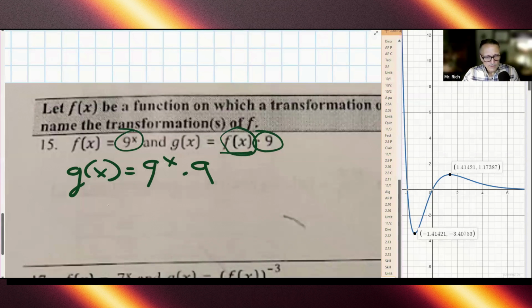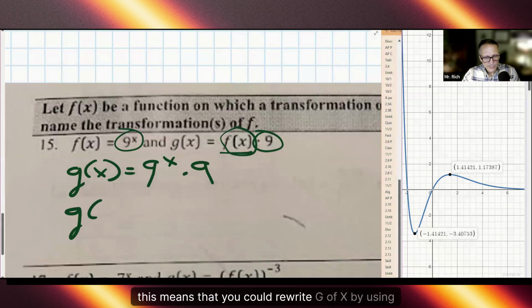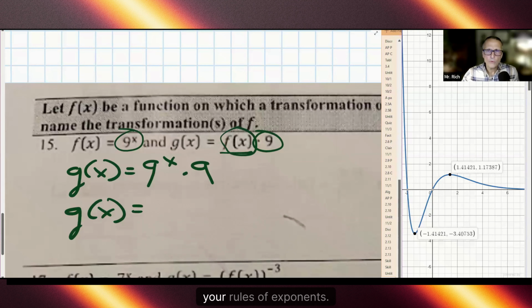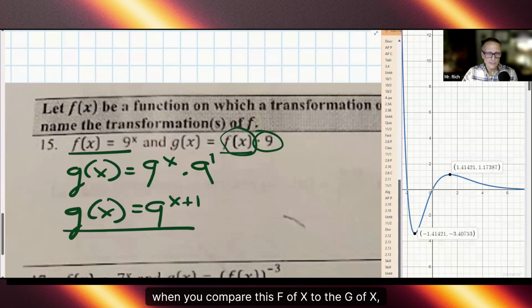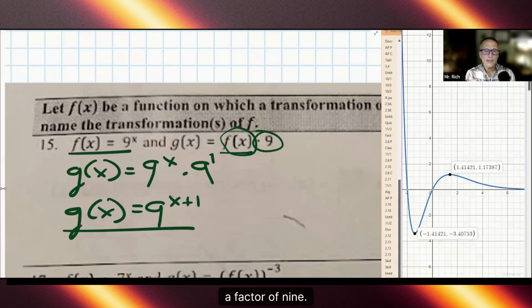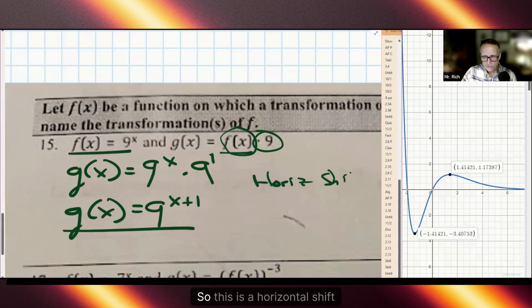Anyways, so this means that you could rewrite g of x by using your rules of exponents. Since that's 9 to the 1, you could write this as 9 to the x plus 1. Now, when you compare this f of x to the g of x, it's no longer appearing as a vertical dilation by a factor of 9. But when you replace x with x plus 1, that is a horizontal shift left by 1. So this is a horizontal shift left by 1 unit.